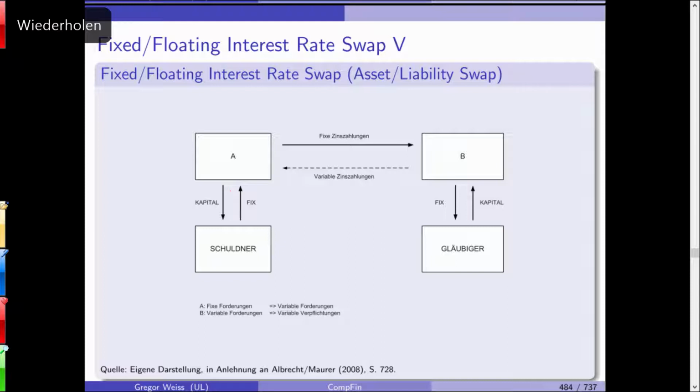And then, of course, you can also construct what is called an asset-liability swap, meaning that one party has an asset, the other has a liability, and again, they can swap interest rate payments. And this might make sense. For example, here we have someone who is getting fixed payments but is actually interested in variable interest rate payments, and then he's just swapping with someone who has to pay out variable payments, while the fixed payments just go over B to the creditor.